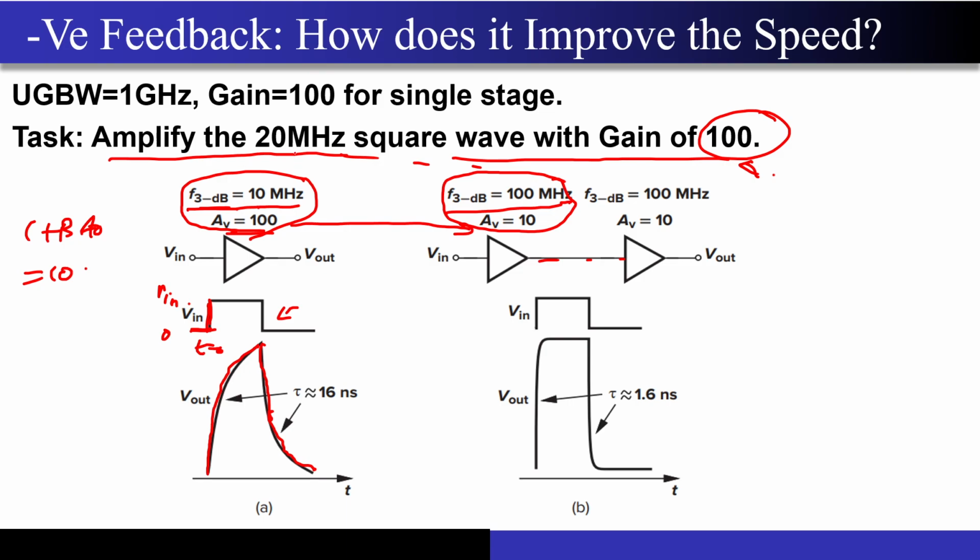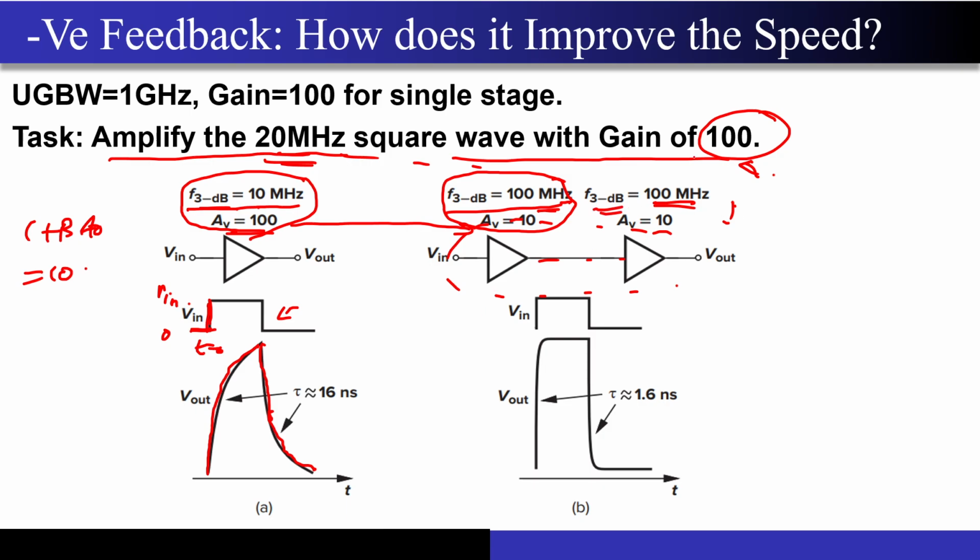Since this is a square wave of 20 megahertz frequency, and now my amplifier, if you look, this has a 3 dB bandwidth of 100 megahertz, this has a 3 dB bandwidth of 100 megahertz. So now if you try to calculate the 3 dB bandwidth of the cascade of these two amplifiers, there is a particular formula, but I don't want to go over there. Just see that the bandwidth, the 3 dB bandwidth that I'm talking about, has actually increased.